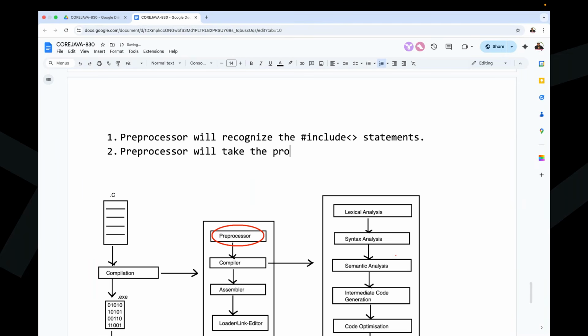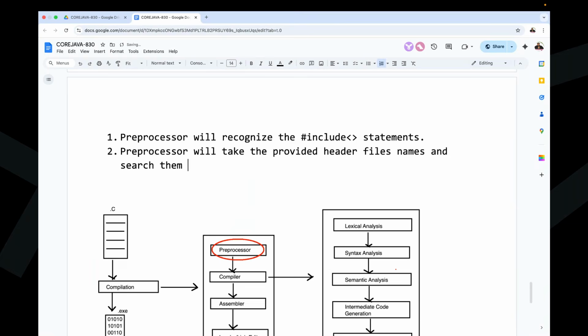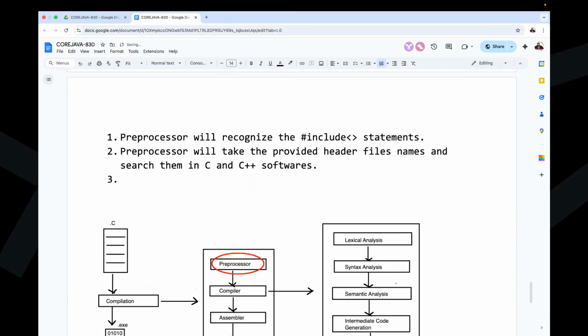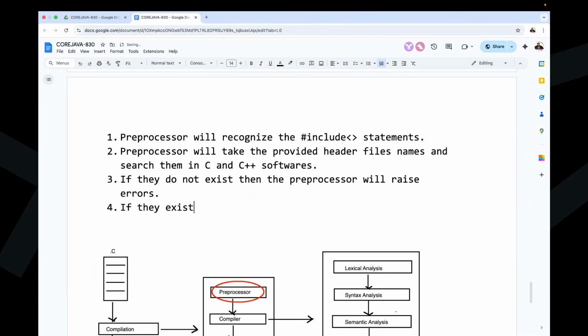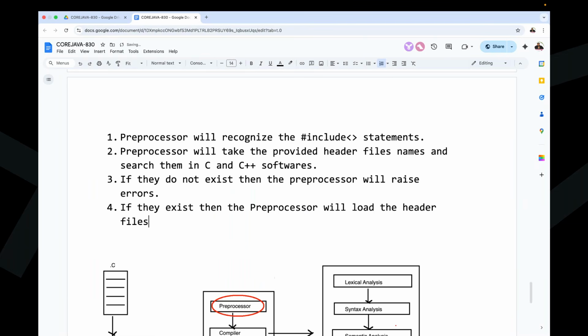Preprocessor will take the provided header file names and search them in the C and C++ software. If they do not exist, then the preprocessor will raise errors. If they exist, then the preprocessor will load the header files content to the memory.